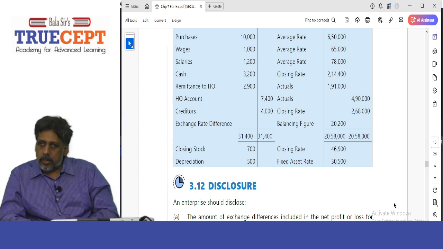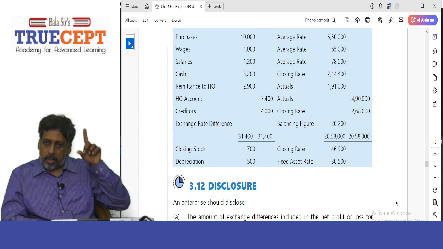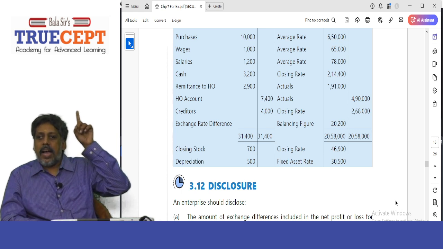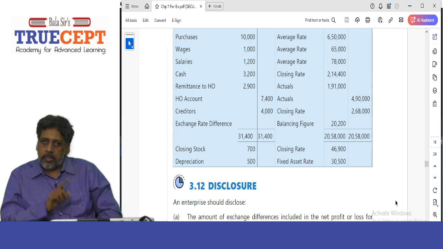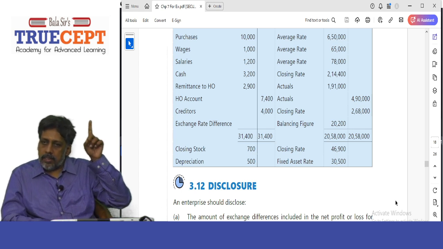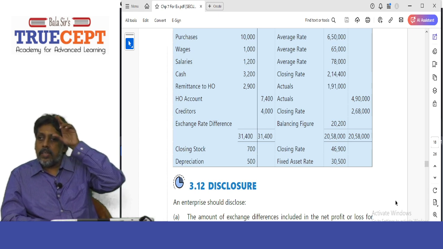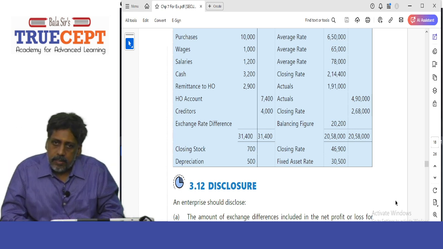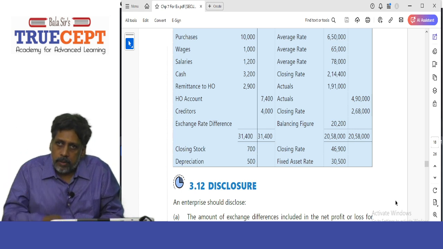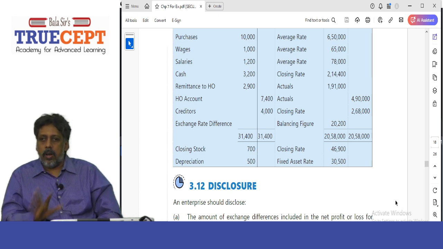Now just see below the trial balance. What is the closing stock? 700 pounds at the closing rate, so 46,900 rupees, at rupees 67 a pound. What about depreciation? It's 500 pounds, which is 10% of 5,000, translated at the fixed asset rate, exactly the same rate used for fixed assets, which is rupees 61 a pound. So 30,500. That is all, guys.